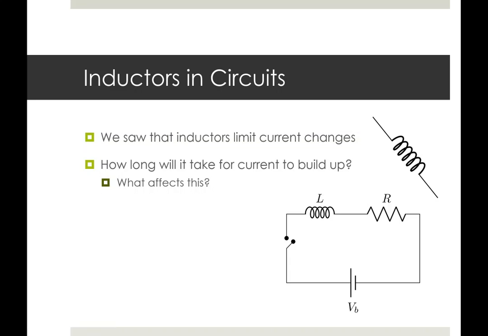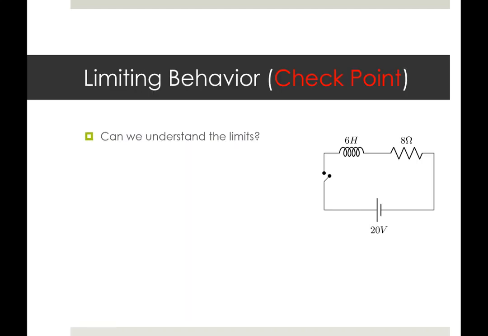What would affect how long it takes? Presumably the values for the inductance and resistance might have an effect. Maybe the voltage of the battery would have an effect. And we'd like to figure out exactly what the rate for doing so is and mathematically what that looks like. But we're going to start with just understanding the limits.